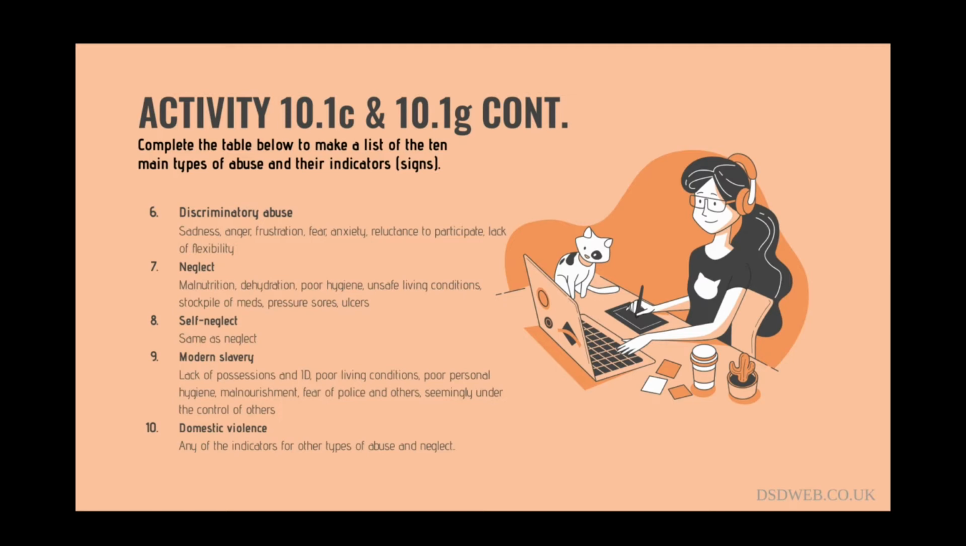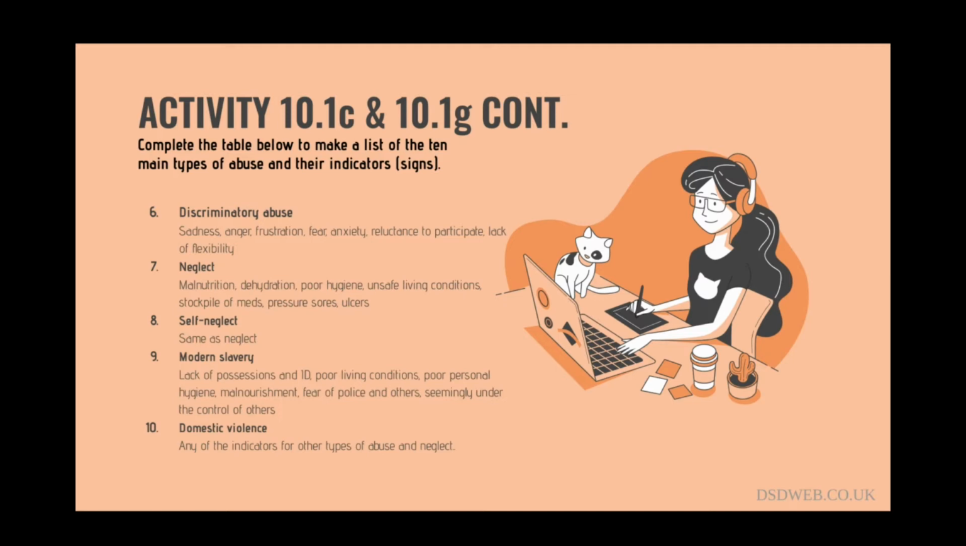Indicators of discriminatory abuse can include sadness, anger, frustration, fear, anxiety, withdrawal, little to no participation, and services not catering for an individual's needs based on one of their protected characteristics.